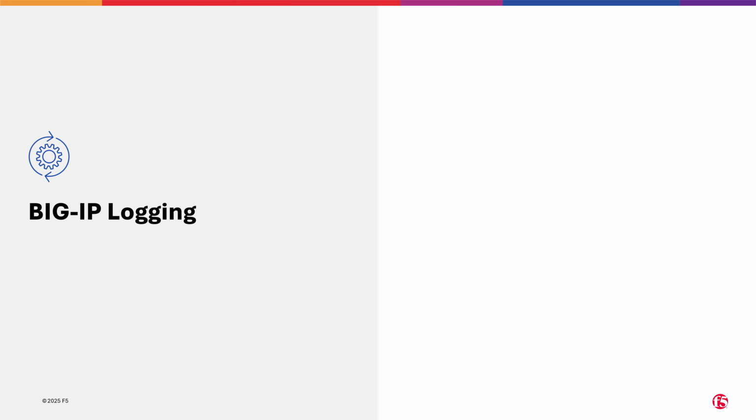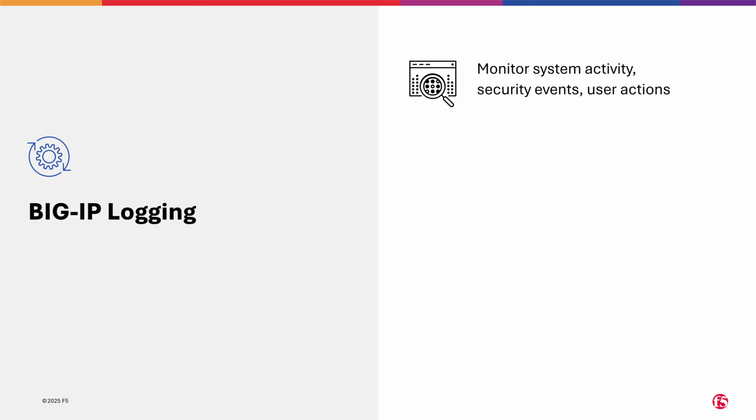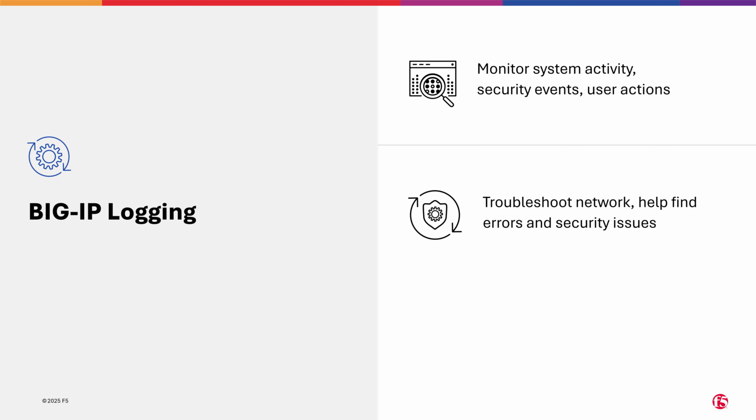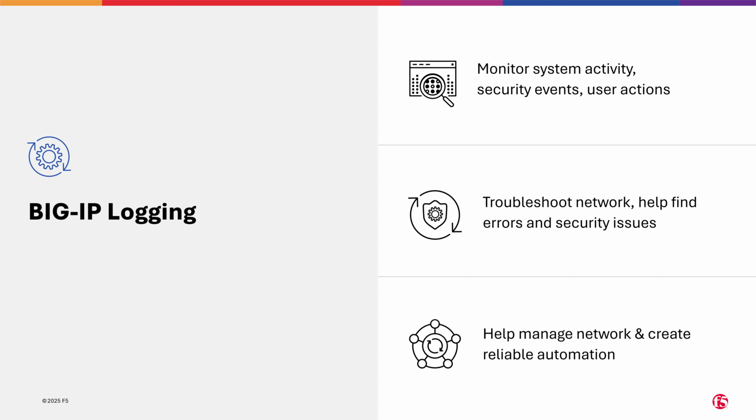In this module, we'll look at how BIG-IP keeps track of system activity, security events, and user actions. This helps with monitoring, troubleshooting, and managing your network. Before running automation workflows, it is recommended to understand how logging works in order to track the changes inside the system. This helps to quickly find errors or configuration issues. Without logs, automation can hide or compound problems or make them harder to find.